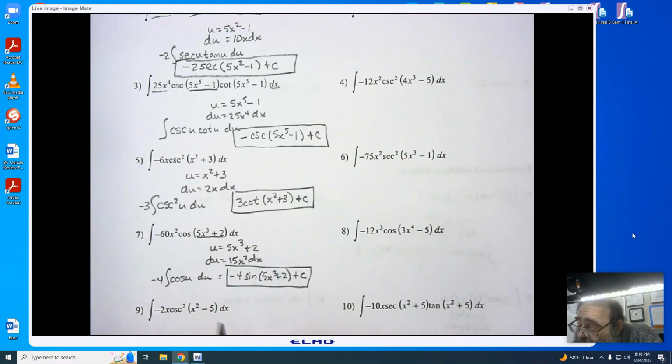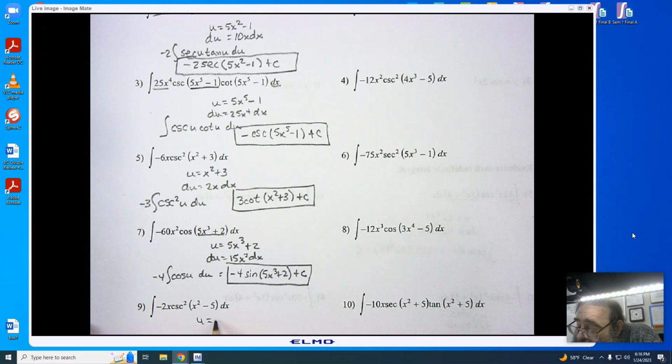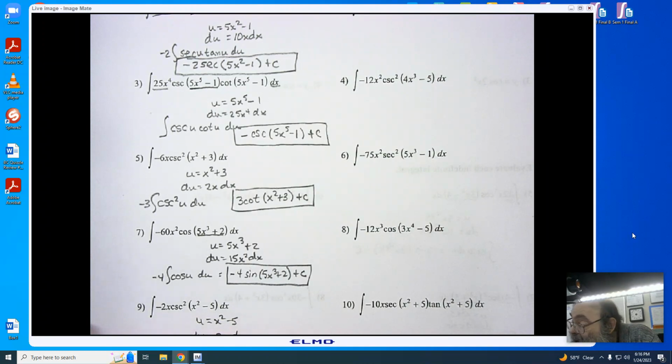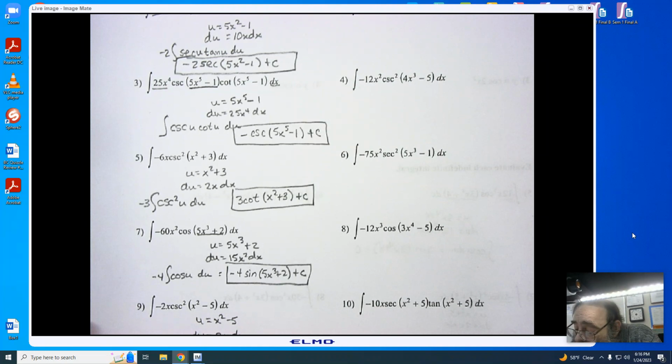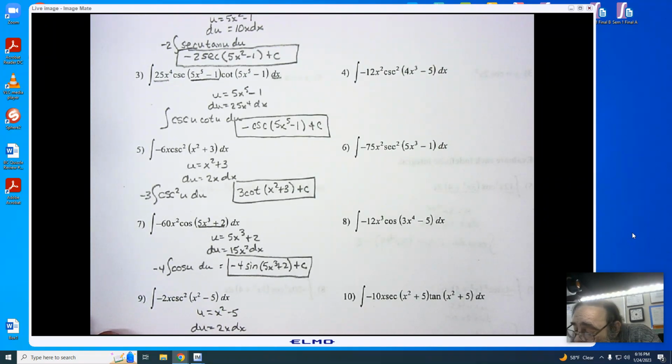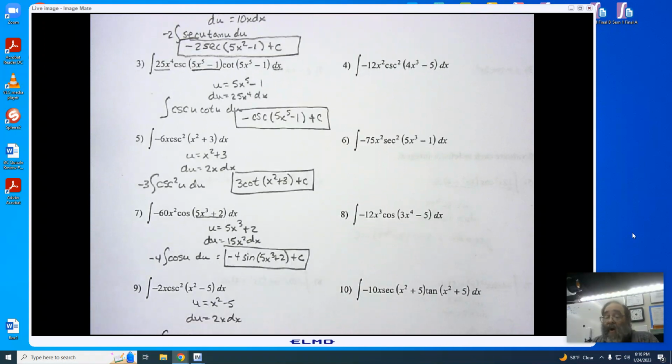This brings us to number 9. Let u equal that x squared minus 5. That means that du is going to be 2x dx, and I have a negative. So I want to factor out that negative so that I can look at this as the cosecant squared of u du, and now I end up with my cotangent, and I'm back substituting with the u, x squared minus 5 plus c. Alrighty, that is our worksheet that we did today in class.